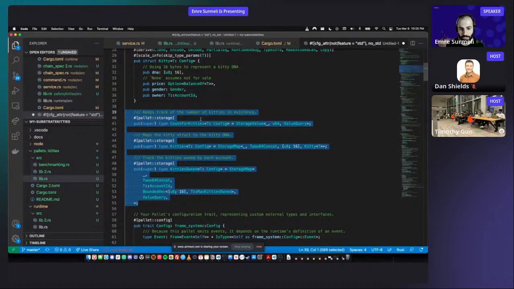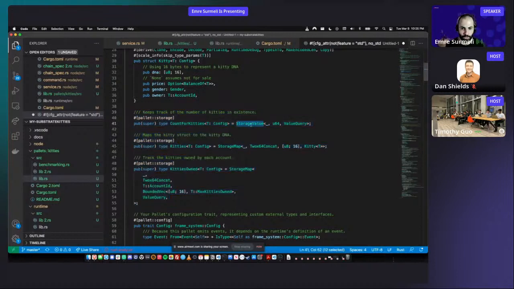Substrate makes it really flexible for your different types of variables and objects that you want to store. So we have a storage value, which is a single value, a simple count of the kittens that we have. We have the type of kitties. So if we have multiple types of kitties, we're going to want to have a little bit more complex type of storage structure.